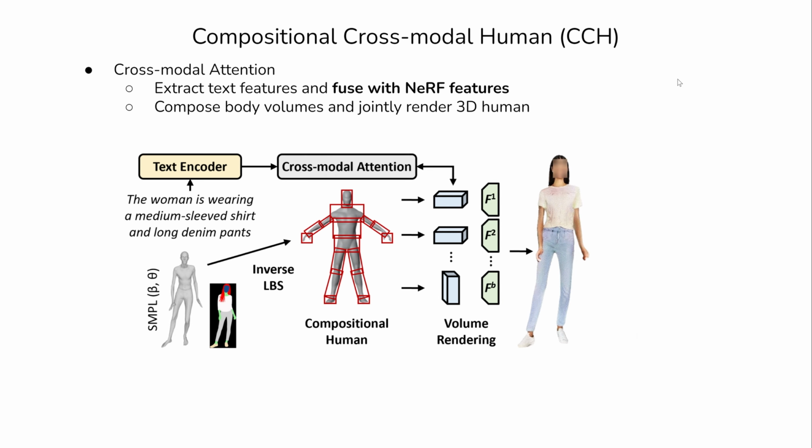To achieve text-guided generation, we first extract the text features through the text encoder and fuse them with the NeRF features by the cross-modal attention, and these steps can help directly inject the fashion features into each volume's features. And then we can compose all body volumes together and jointly render our target 3D humans.